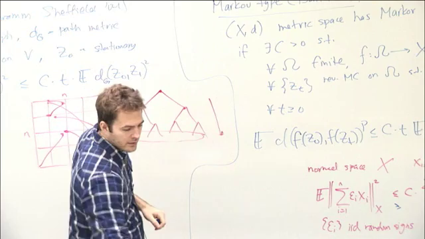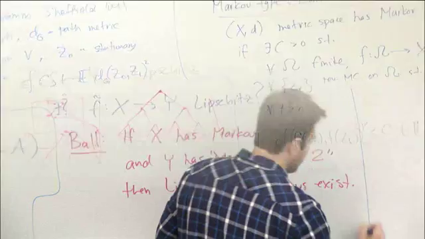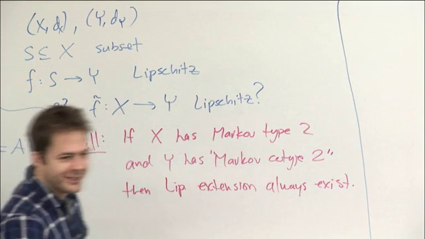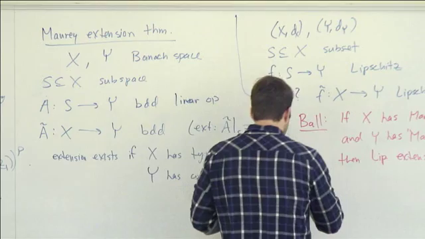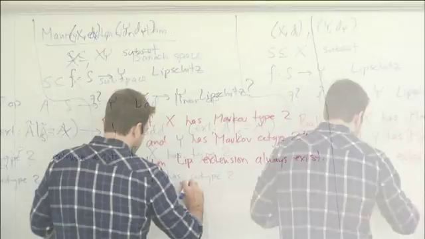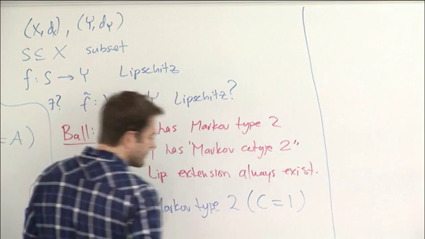Yeah. We have an example that shows a metric space is not of Markov type 2. Okay, good. So far I didn't give any example of metric spaces that are Markov type 2. There was one problem with Keith's paper. It's a beautiful paper. He proved the following theorem: that Hilbert space, so L2, has Markov type 2, and in fact with constant C equals 1 in the definition there.